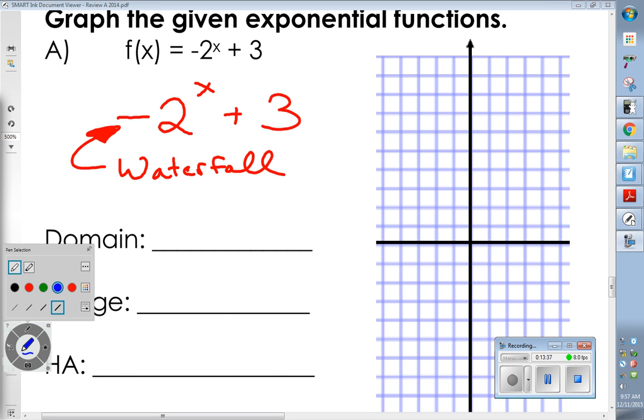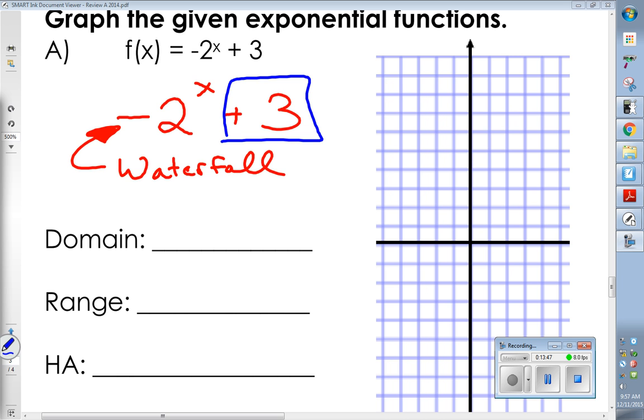So the first thing I want to do is look to see where, remember, rocket ships and waterfalls have horizontal asymptotes. Whatever number is tagged on the end is going to shift us up or down. And that is going to be where our asymptote is. So if there's no number, our asymptote's at 0. Where's our horizontal asymptote going to be on this graph? Up 3. So it's going to be at y equals 3. So right here, at y equals 3, there's going to be a horizontal asymptote.